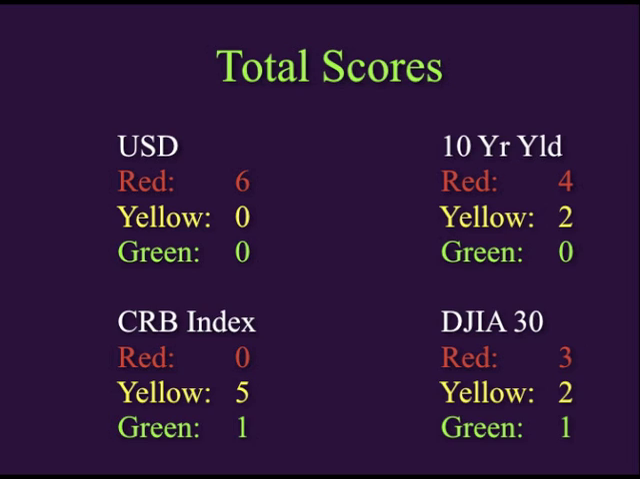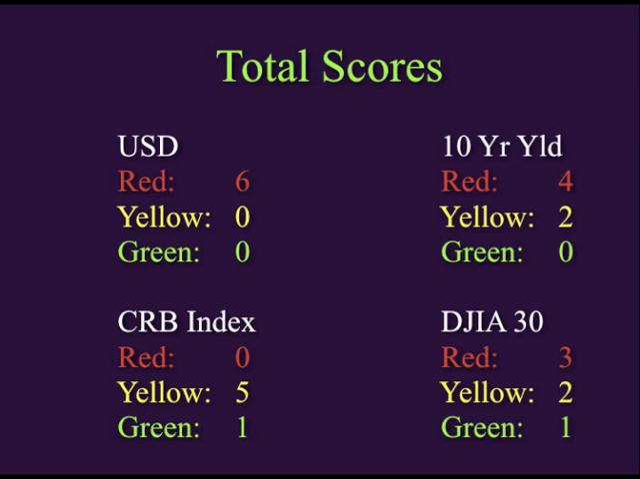Coming in first place this week, we had the commodities with 1 green mark, 5 yellow marks, and 0 red marks. Coming in number 2 was the Dow Jones Industrial Average. We had 1 green mark, 2 yellow marks, and 3 red marks. Coming in third place this week was the 10-year Treasury yields. We had 0 green marks, 2 yellow marks, and 4 red marks. That means that the bond prices are moving higher and they're bullish.